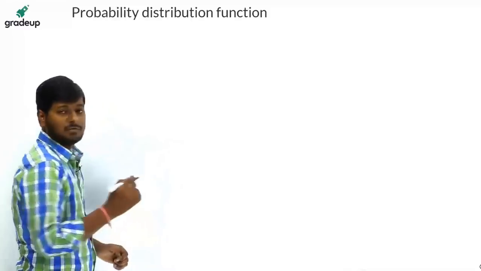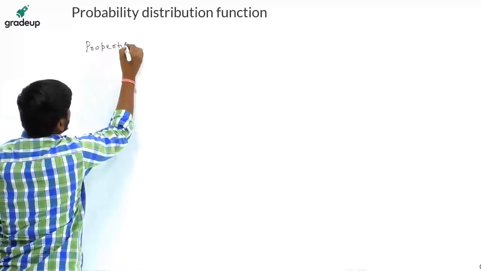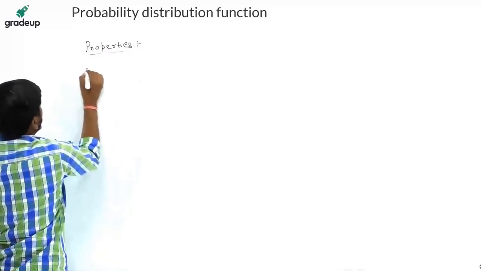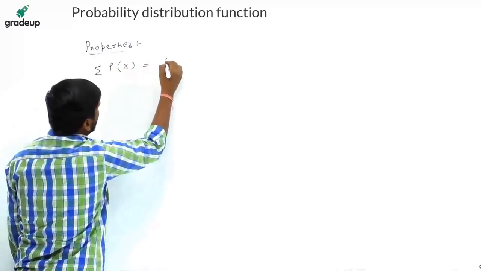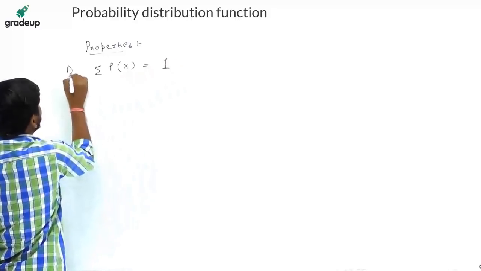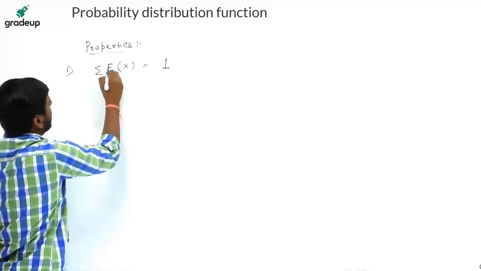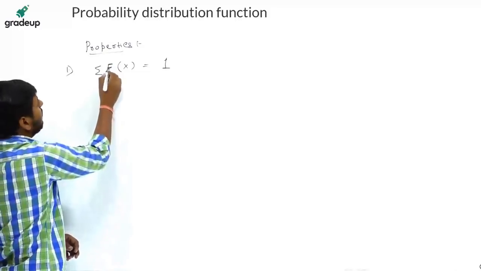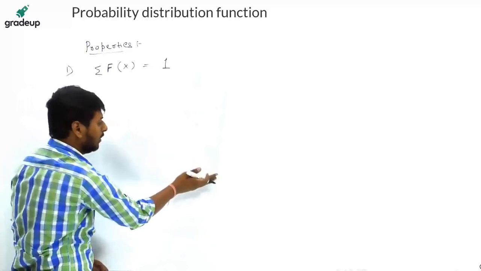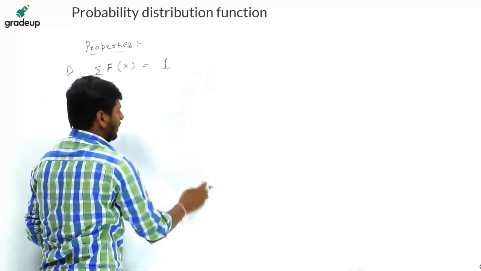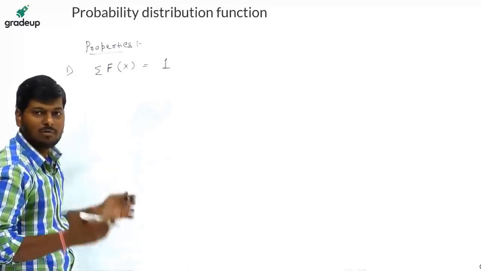Now see the properties of the discrete distribution function. First of all, sigma f(x) is equal to 1. This is the first property. This is a distribution function f, sorry, this is not p. Now, if we sum all the distribution values, meaning probability of getting sum 2, probability of getting sum 3, up to probability of getting sum 12, if we add all these probabilities, then the sum is equal to 1.